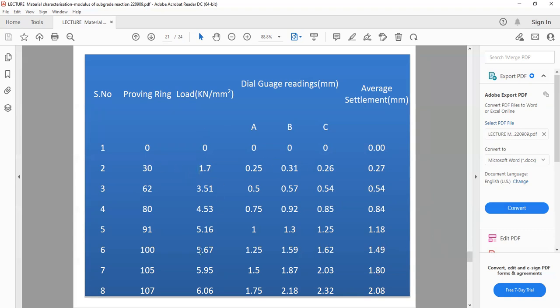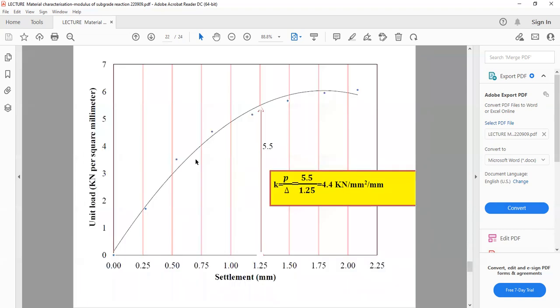Once you have this data, you plot the settlement values on the x-axis and the load values on the y-axis like this, with a best fit curve. Corresponding to 1.25 mm settlement, you get a load value of 5.5, or in other words, 4.4 kilonewton per millimeter square per meter is the value of subgrade reaction.